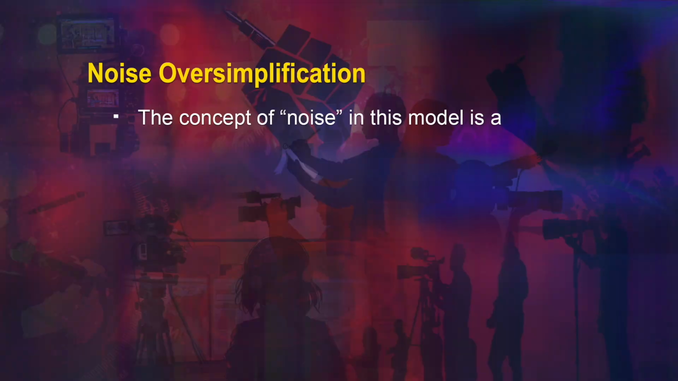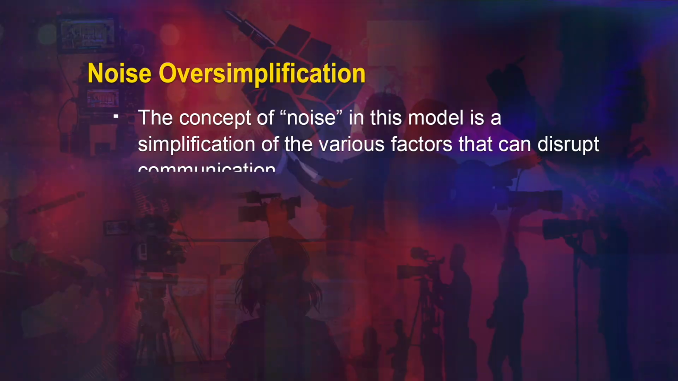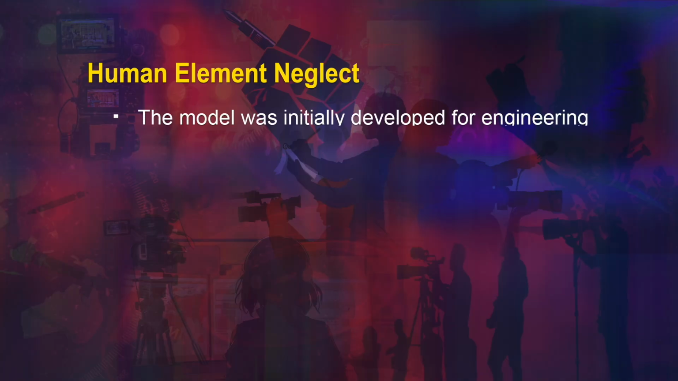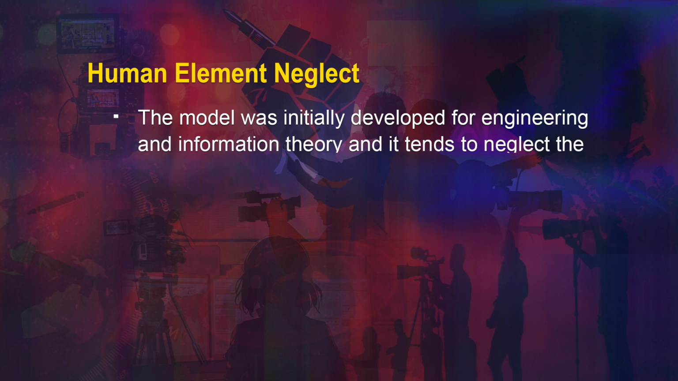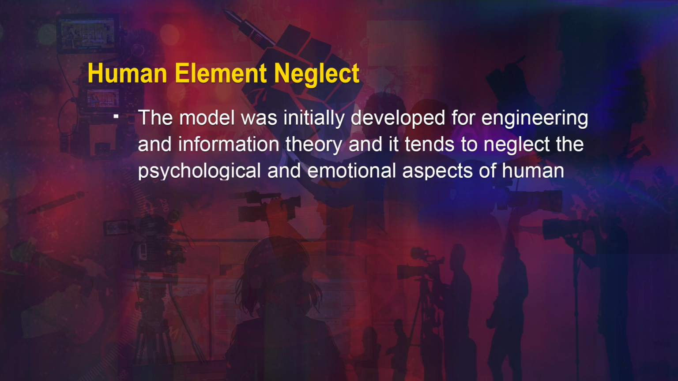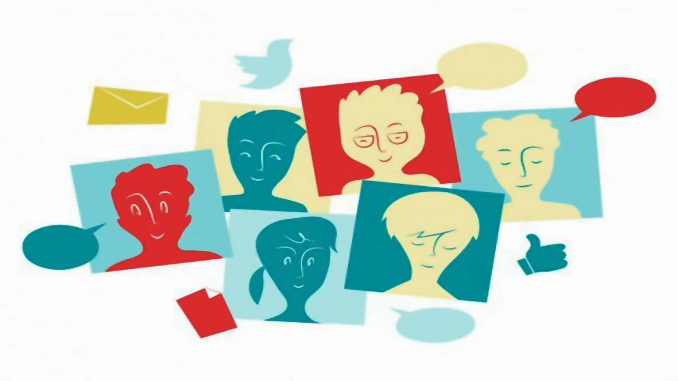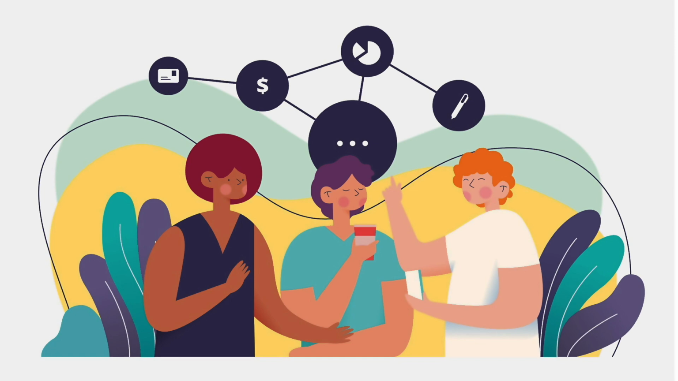Noise oversimplification. The concept of noise in this model is a simplification of the various factors that can disrupt communication. It does not account for the complexity of psychological, semantic, or cultural noise that can affect the interpretation of messages. Human element neglect. The model was initially developed for engineering and information theory, and it tends to neglect the psychological and emotional aspects of human communication. It does not account for the role of emotions, intentions, or social relationships in the communication process.